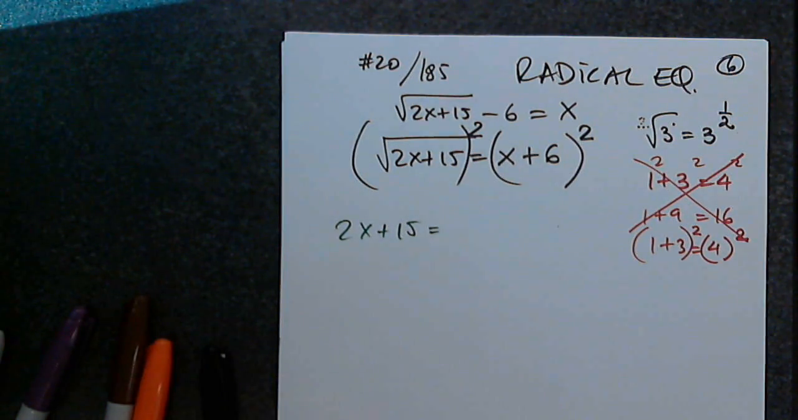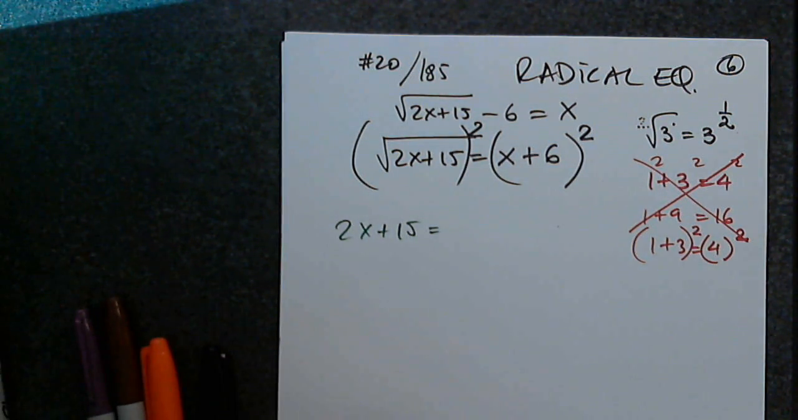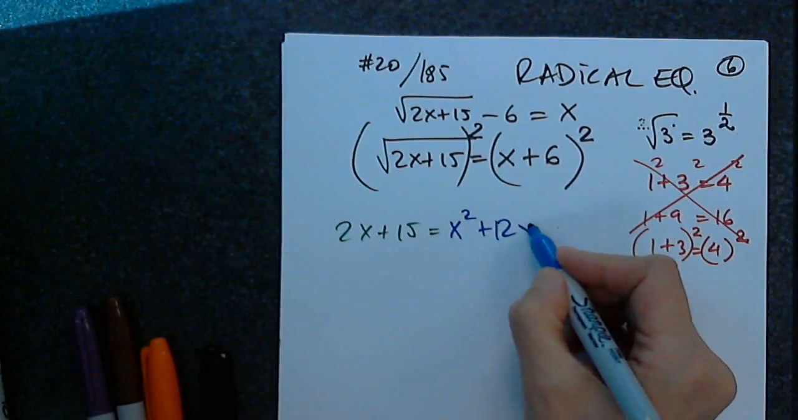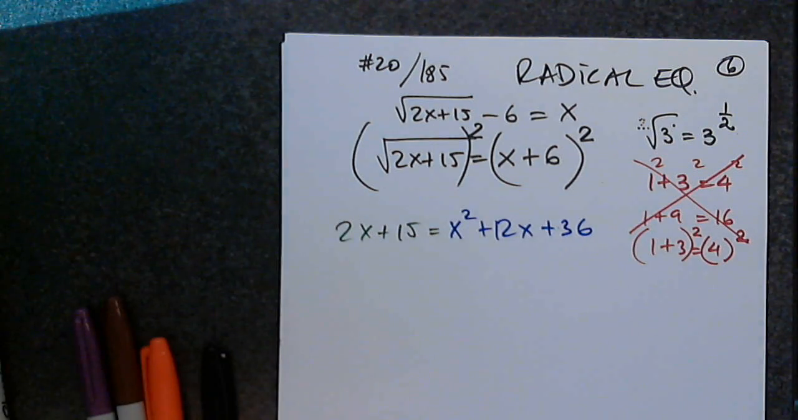Anyone? Other than Ryan. Yes? Awesome. Do we all agree with x squared plus 12x plus 36? Here's how we did that. Remember? First term squared plus 2 times the first times the second plus the second term squared.